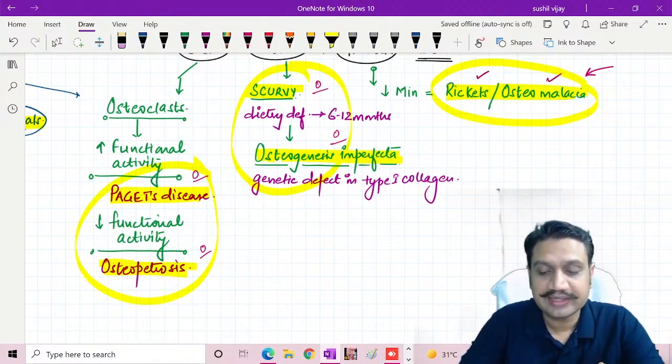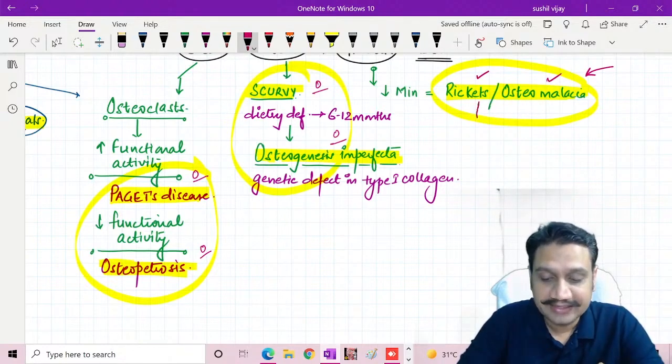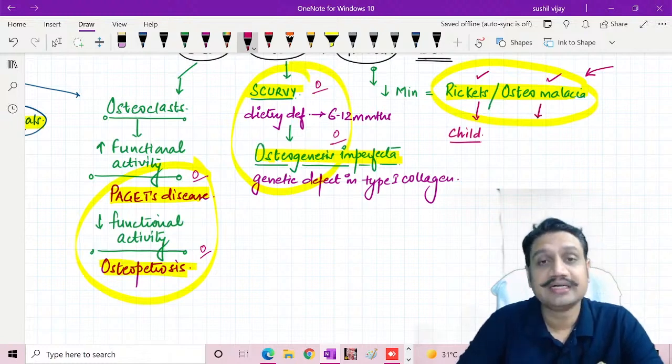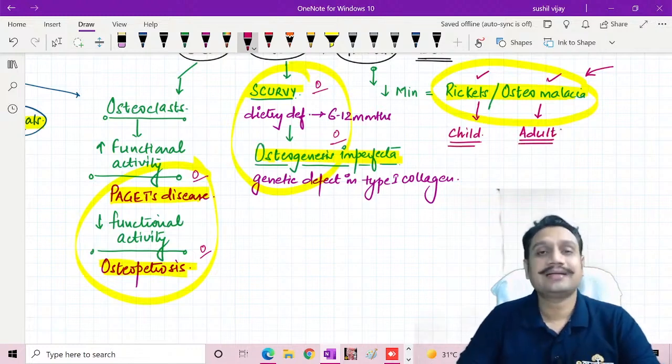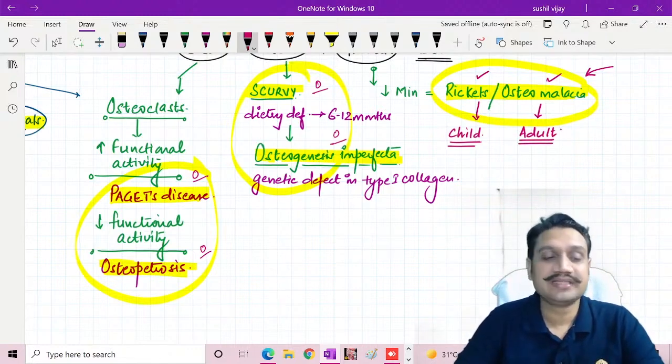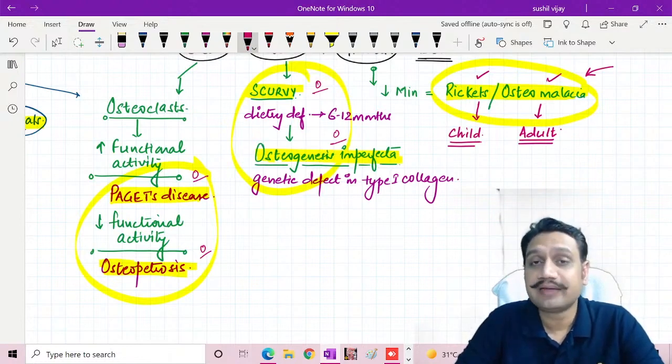So when do you call it rickets or when do you call it malacia? Rickets you call it when the disorder occurs in a child. Osteomalacia happens when it occurs in an adult. So child or adult, that is the only difference. Rest of the things will be same, right?